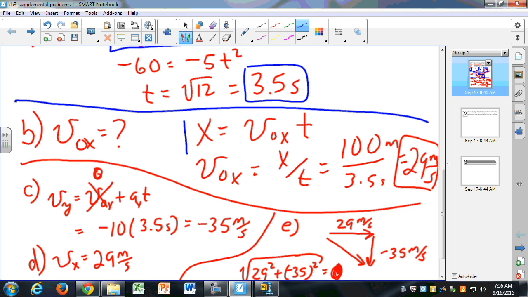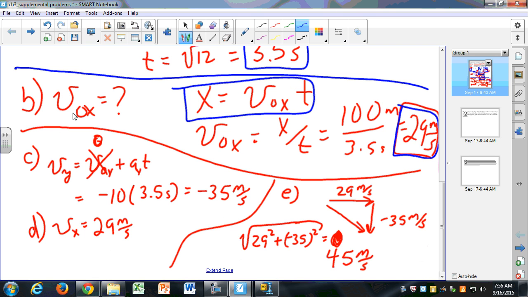I know from my range that x is only dependent upon the time, which we now know, and the velocity in the x direction, which doesn't change. And so that gives me the velocity in the x direction, which is 29 meters per second. And then in part C, we want to know the velocity at impact in the y direction.